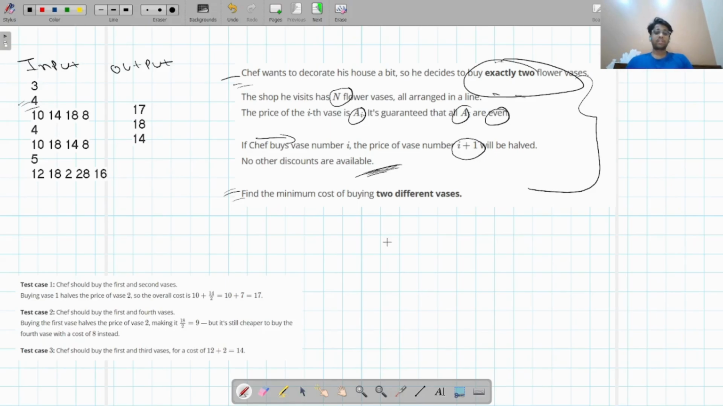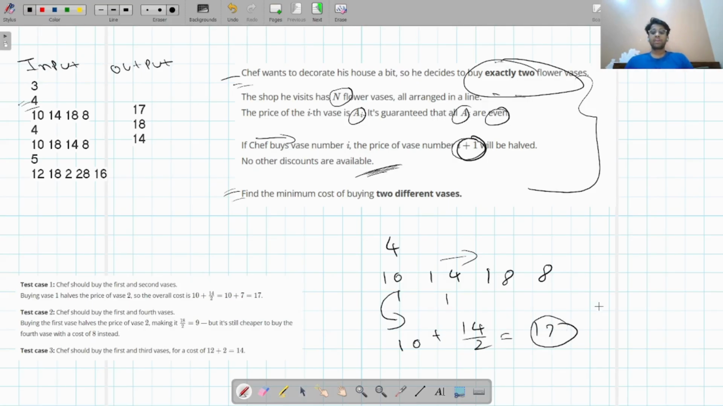Now let's take the first test case. We have got four vases and they cost 10, 14, 18 and 8. Let's say Chef buys the first and the second vases. If he buys the first vase, the cost would be 10, and the second vase, that is the i+1 vase, would be half. That means 14 by 2, which is 7. So the total is 17, and this would be the minimum if you try any of the consecutive vases. So the output for this test case is simply 17.